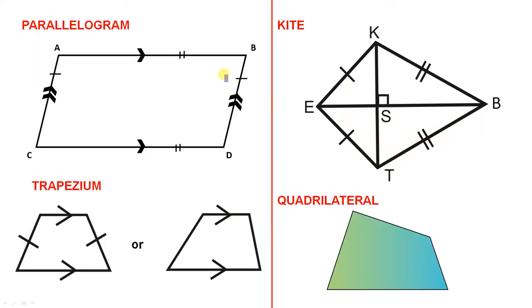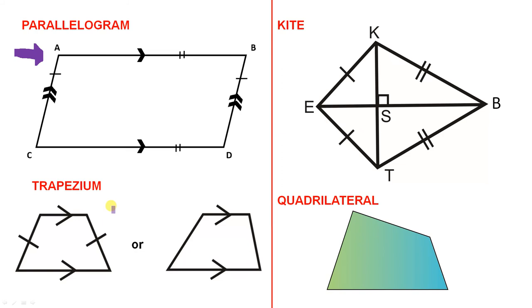Next we have the parallelogram. That's sort of like a rectangle that's been pushed on this corner here. So the opposite sides are parallel and the opposite sides are equal in length. That's why it's called a parallelogram.